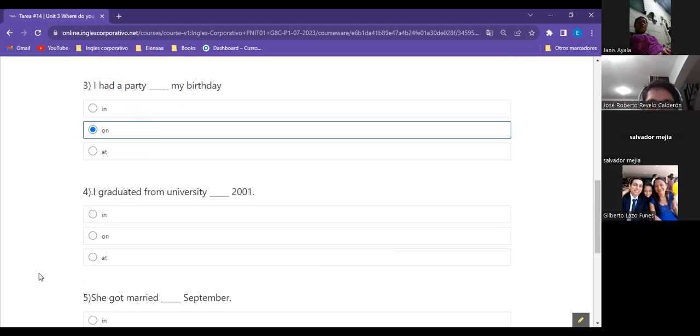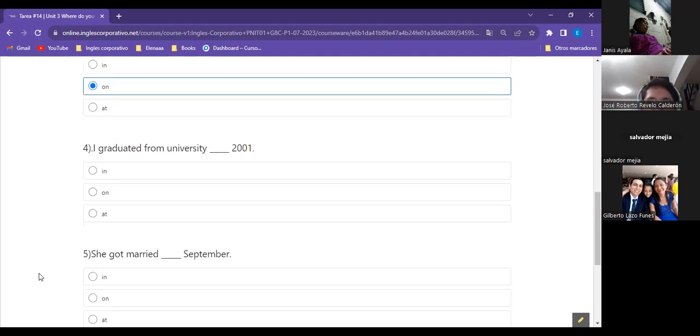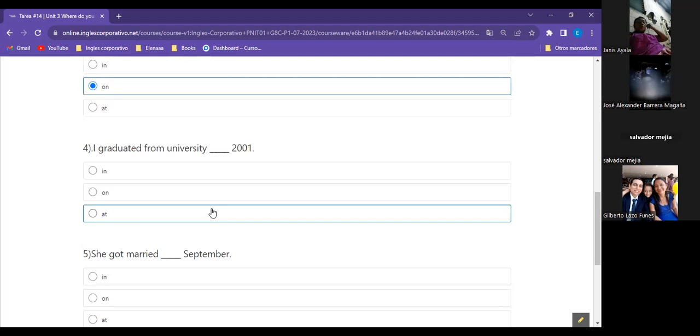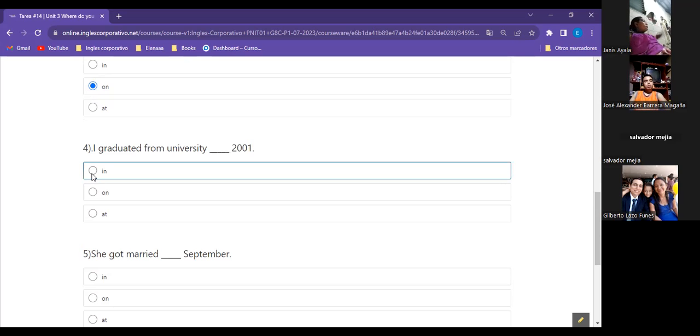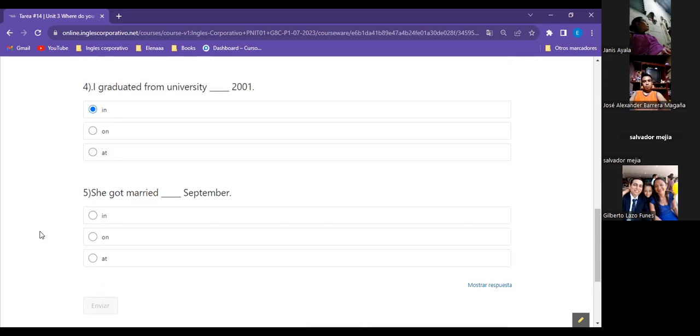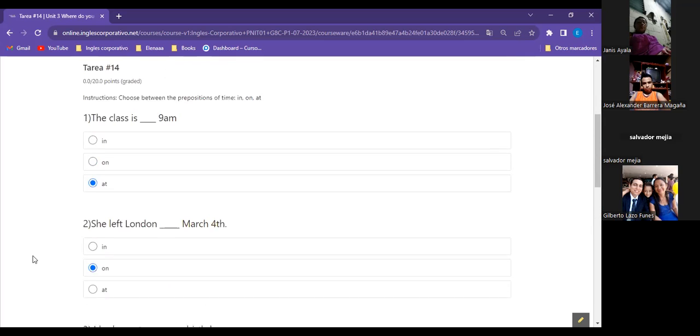Salvador. I graduated from university. Me gradué de la universidad y dan un año específico. Okay, probamos con in. She got married. Alex, ¿qué piensa? She got married. In September. ¿Alguna corrección que quieran hacer?